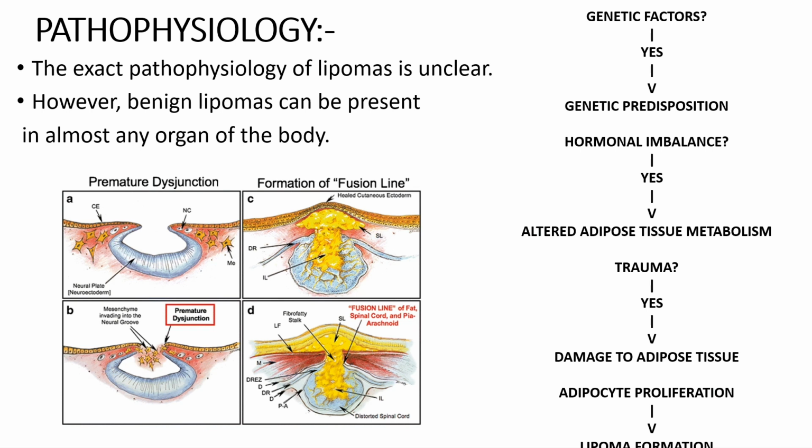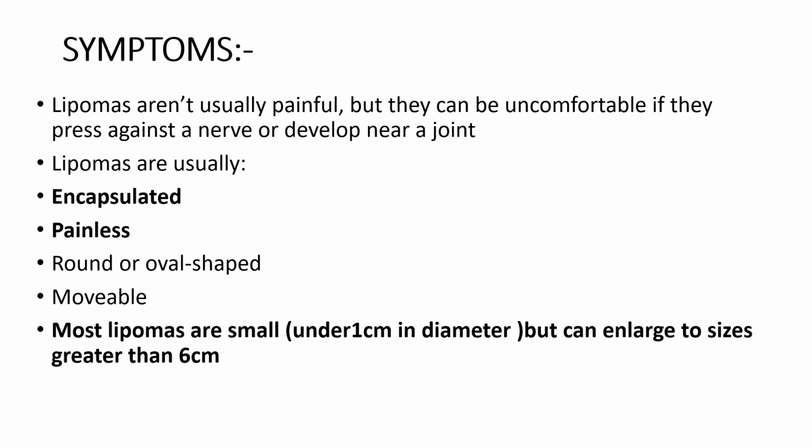Pathophysiology. The exact pathophysiology of lipomas is unclear. With a simple flowchart, we can see how lipoma formation takes place. If genetic factors are present, then there will be genetic predisposition. That means if parents have lipomas, those genetic factors will be inherited by their children, and they will have the chances of getting lipomas. Hormonal imbalances will alter the adipose tissue's metabolism. Trauma or injuries to the skin will damage the adipose tissues, and adipocyte proliferation will further lead to the formation.